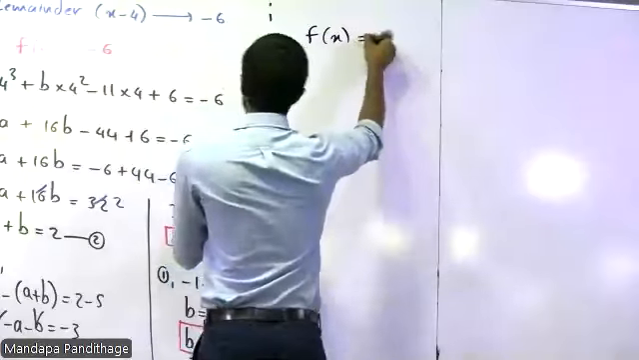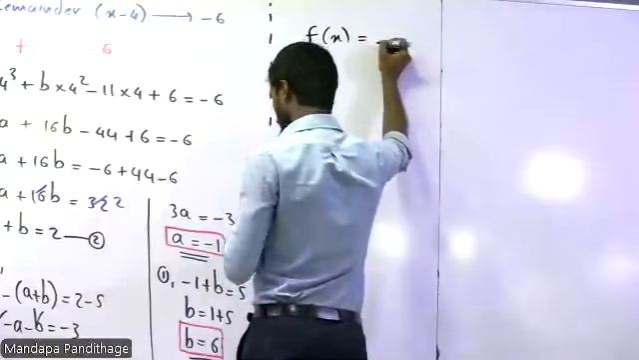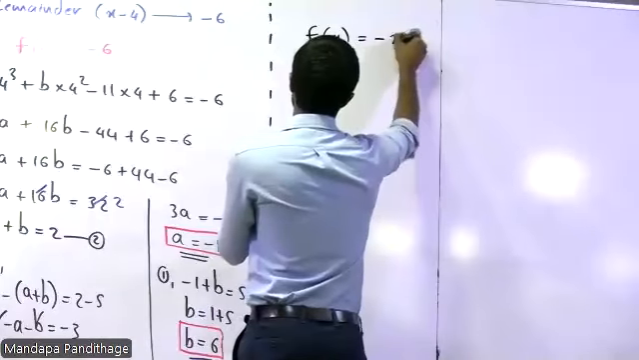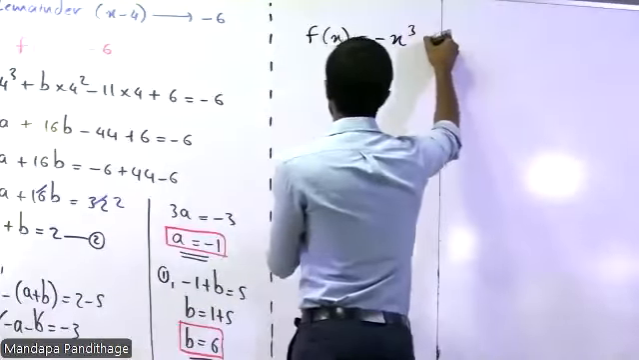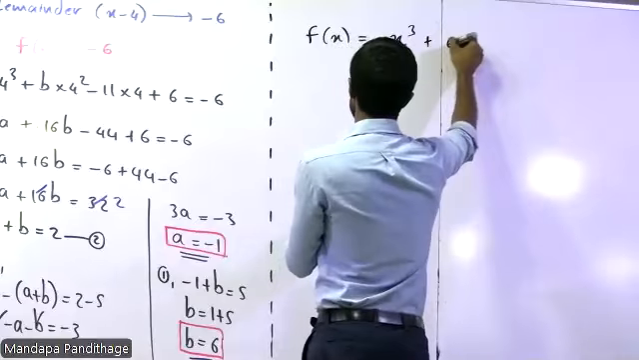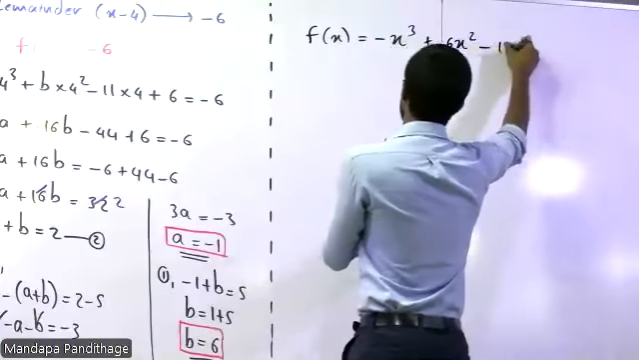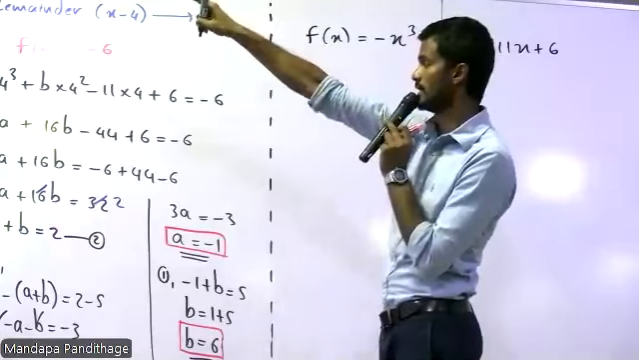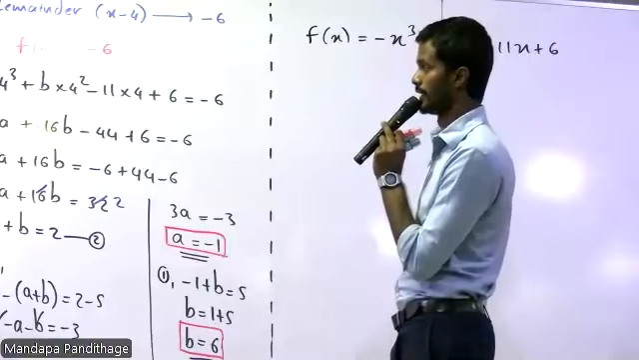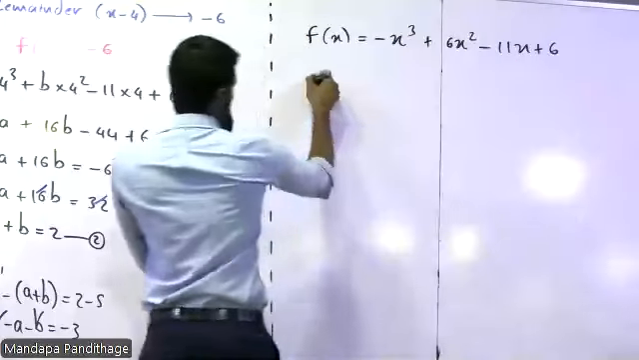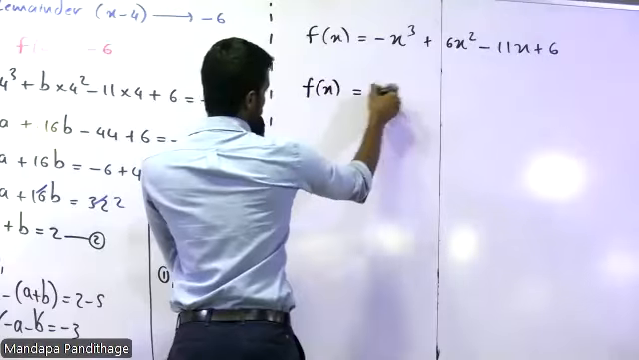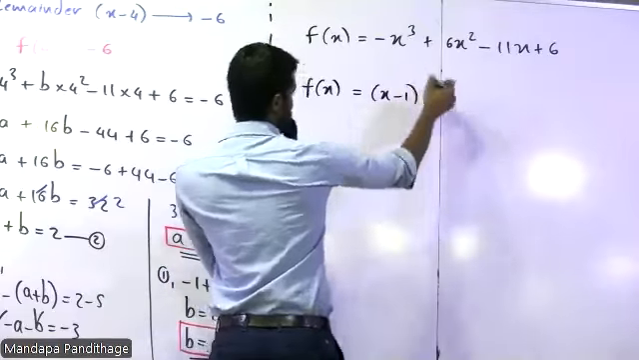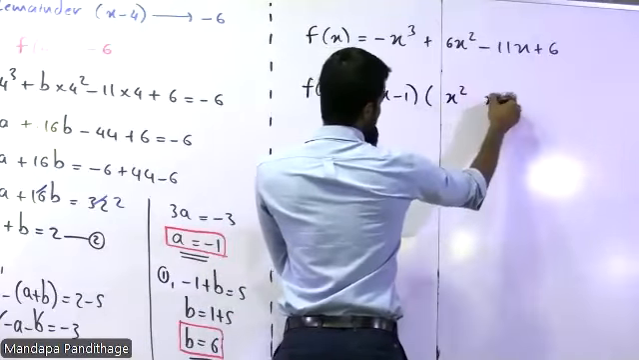Okay, so f(x), what is a? A is minus 1, no? So minus x cubed, b is 6, plus 6x squared minus 11x plus 6. Now we already know a factor. That's x minus 1. Then write this factor. You can even use long division. So then you have to write this x squared, x and a constant.